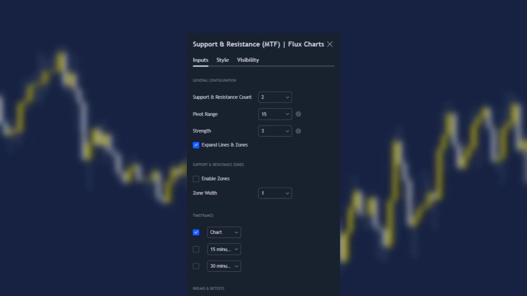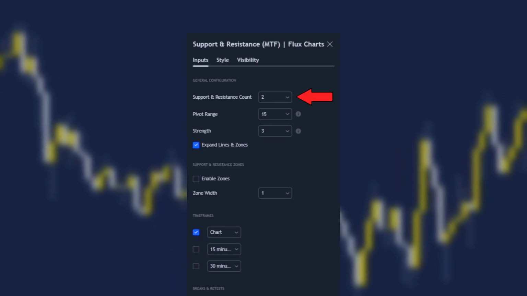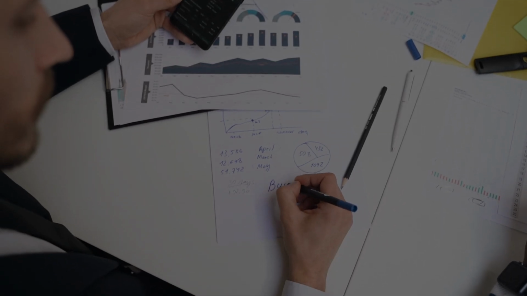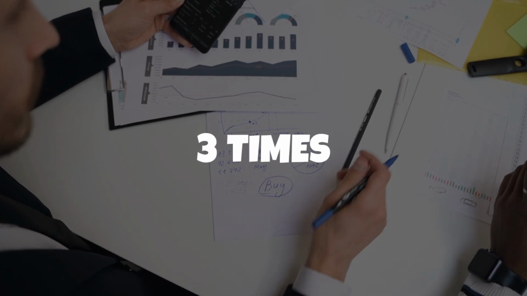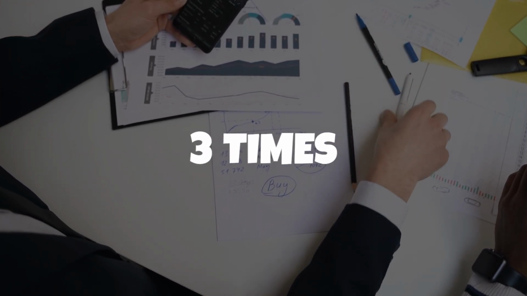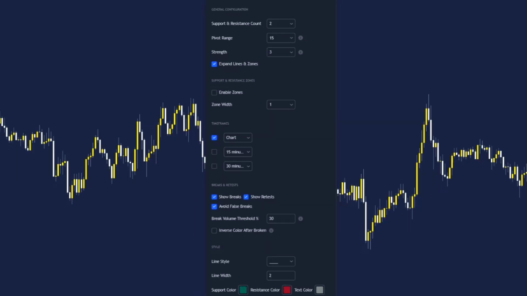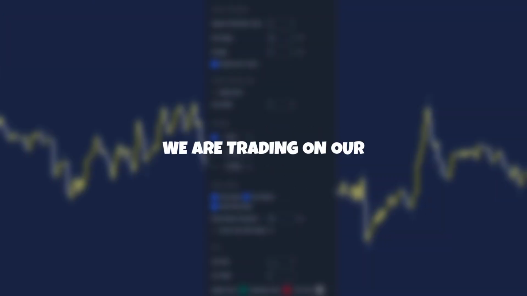On the general configurations tab at the top, I have changed the support and resistance count to 2, the pivot range to 15, and the strength to 3. By changing the strength to 3, this will mean that price will have to hit a zone 3 times before indicating it as a support or resistance zone. This makes these a lot stronger zones for psychology, and in this very video I'm going to show you exactly how we can utilize this to our advantage. Make sure that avoid false breaks is on, and for the time frame we are trading on our current chart, which is the 15-minute time frame.